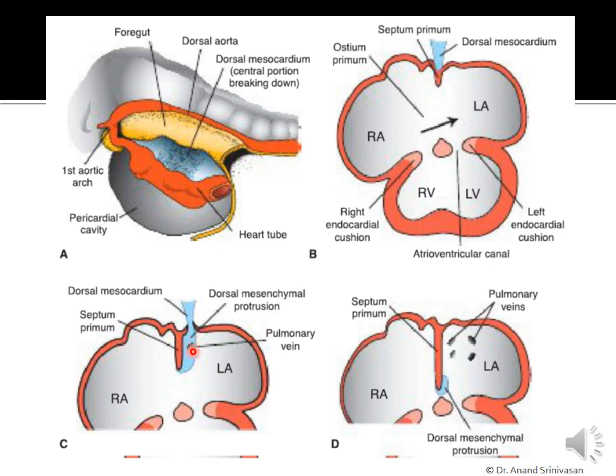So inside the dorsal mesenchymal protrusion is the place where the pulmonary veins open into. Now, initially there is one pulmonary vein, but as the vein is getting resorbed, the pulmonary veins get resorbed and help in the formation of the left atrium.